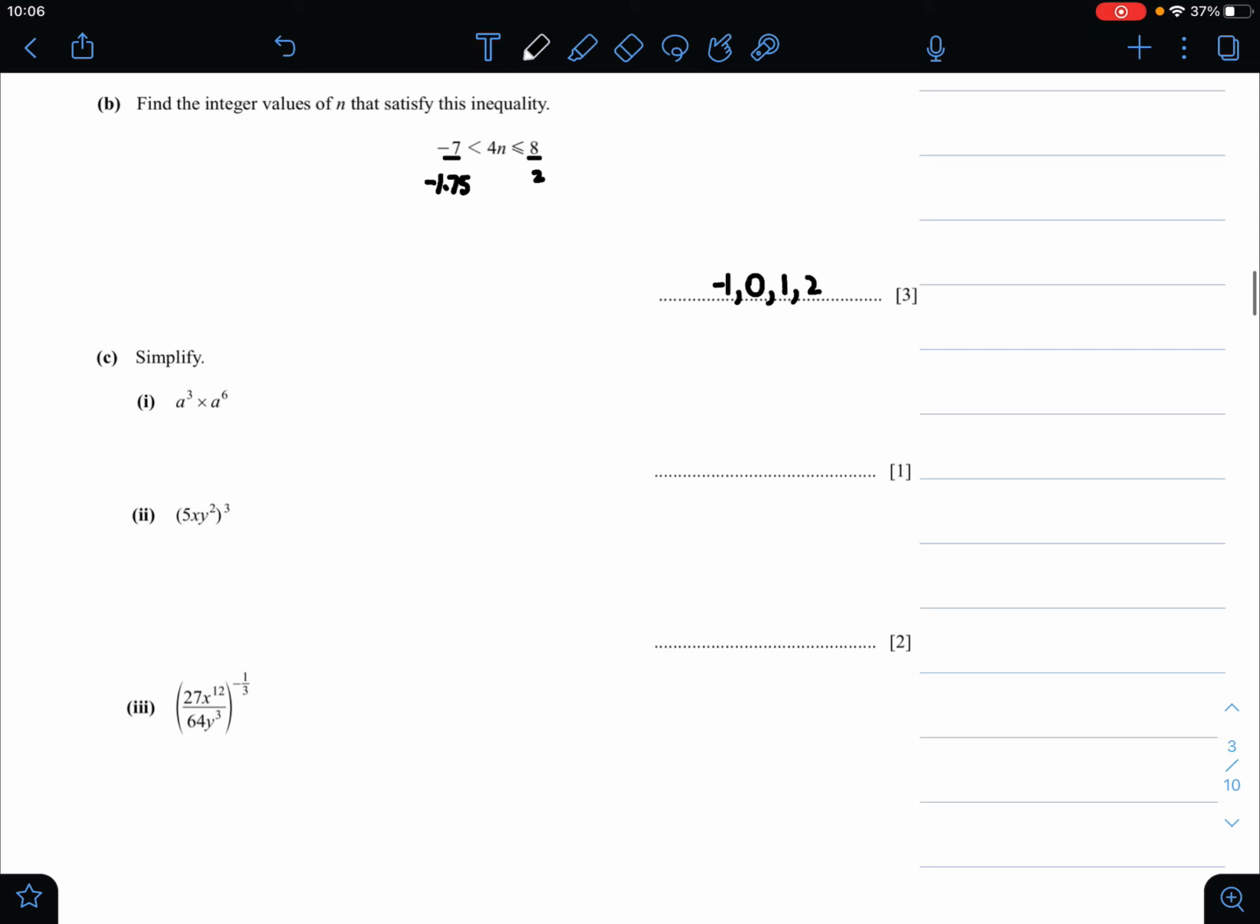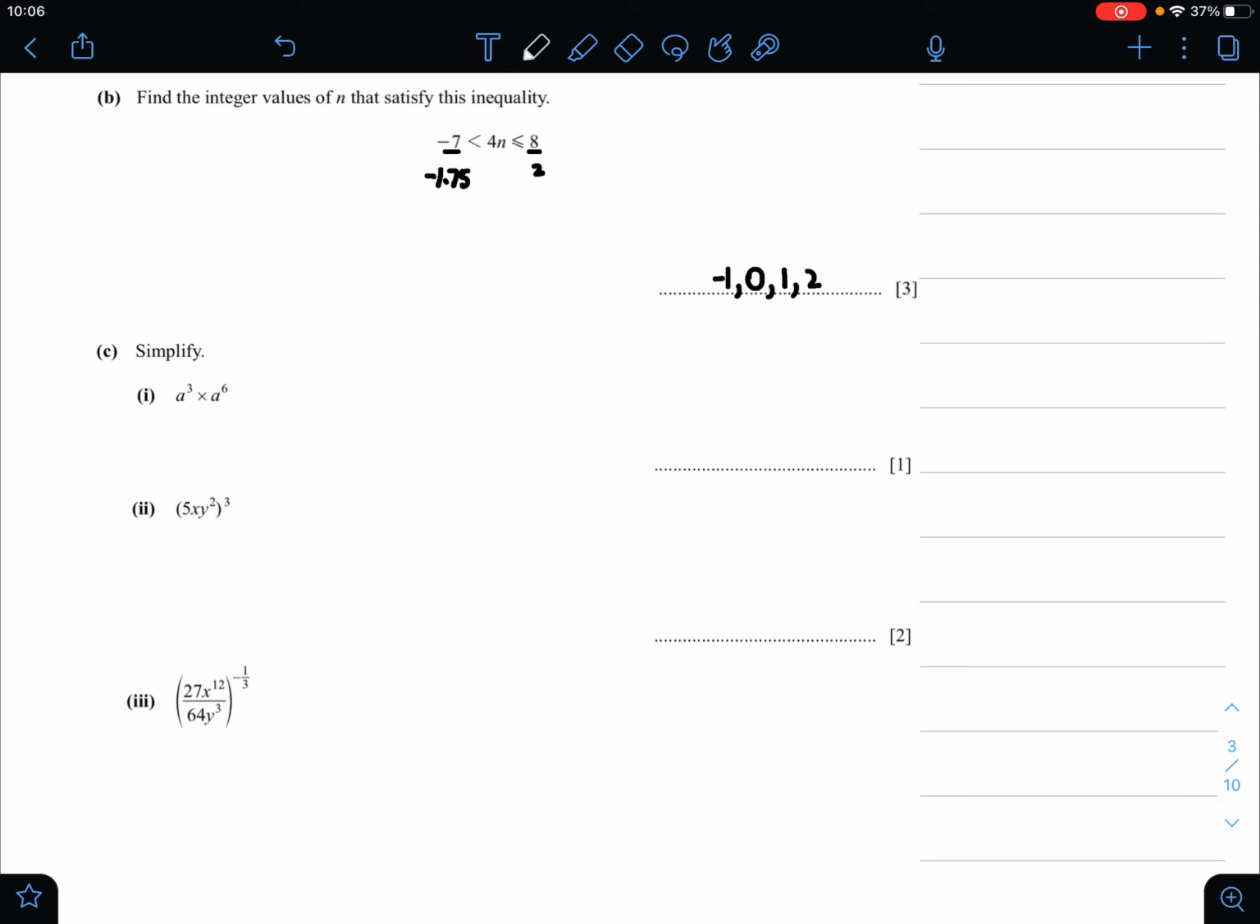Over here we can use the indices rule that states a raised to x multiplied by a raised to y will be equal to a raised to x plus y. So we have a raised to 3 multiplied by a raised to 6. So we will do a raised to 3 plus 6, which is equal to a raised to 9. Therefore a raised to 9 will be your final answer for part C1 of this question. Now let's move to C2.